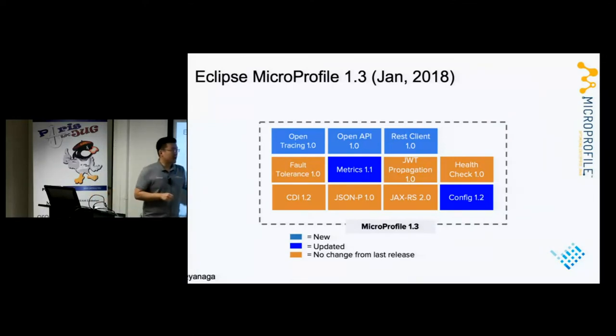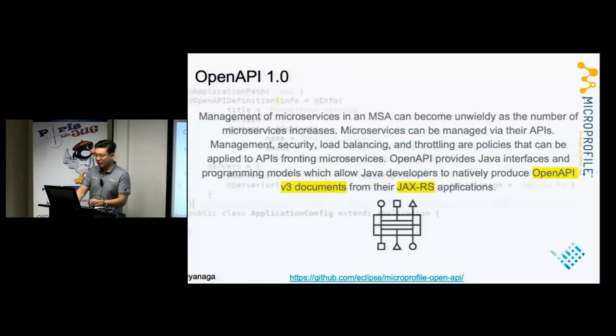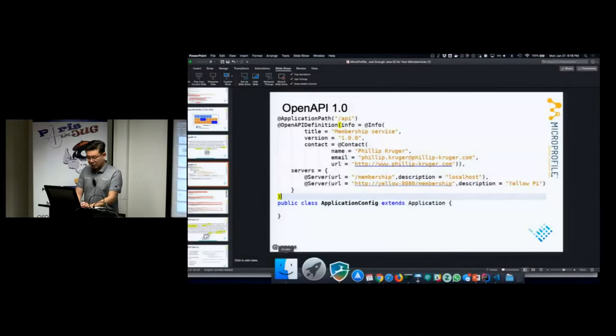So if you ever used Swagger to document your APIs, Swagger was the basis for the OpenAPI specification, which is already implemented also in MicroProfile. And now we have a type-safe REST client, so you can invoke the remote endpoints using type-safe Java code. And that's the thing that I want to show you right now. So let's try to do it.